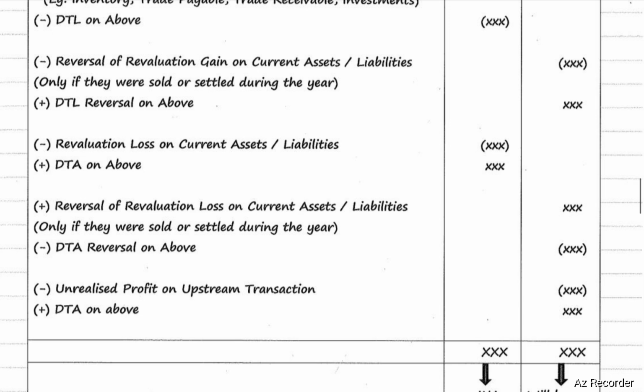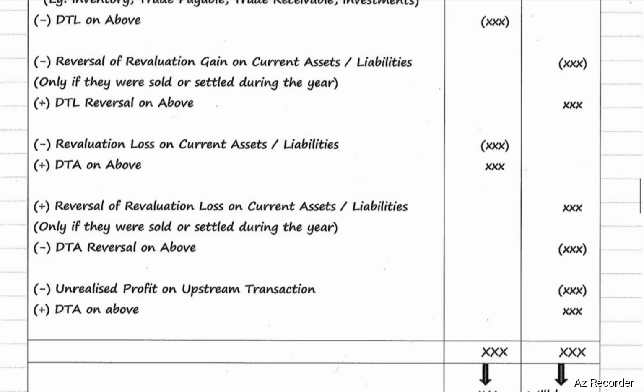It will be considered under pre-acquisition profit column. Add deferred tax asset on above under pre-acquisition profit column. Add reversal of revaluation loss on current assets or current liabilities only if they were sold or settled during the year. It will be considered under post-acquisition profit column, minus deferred tax asset reversal on above.